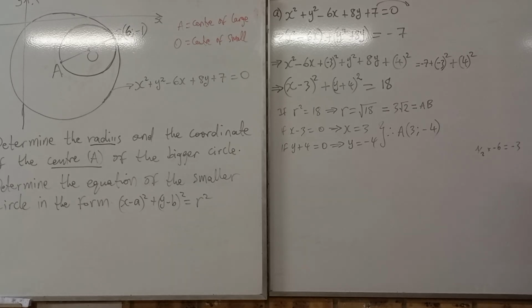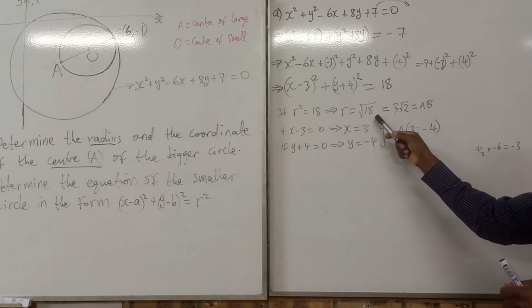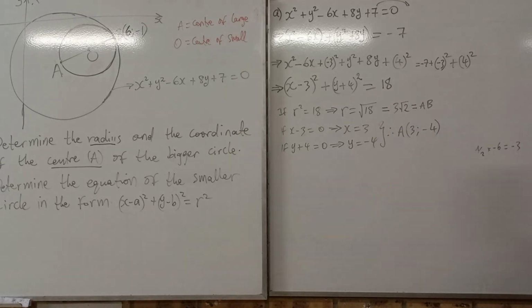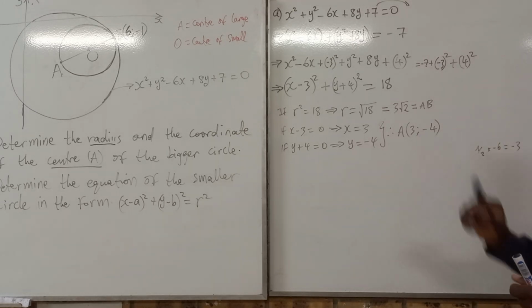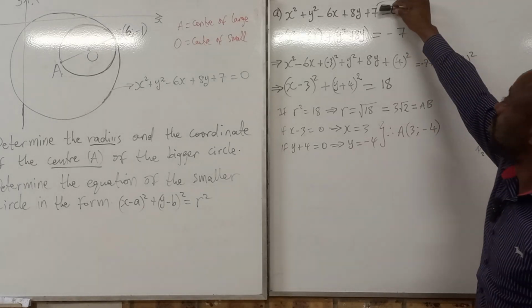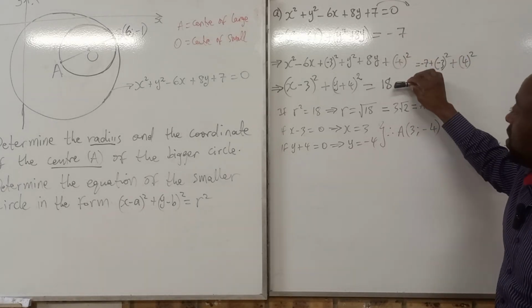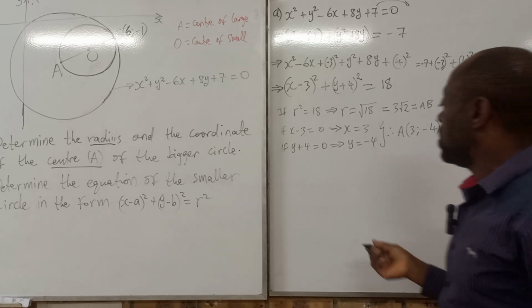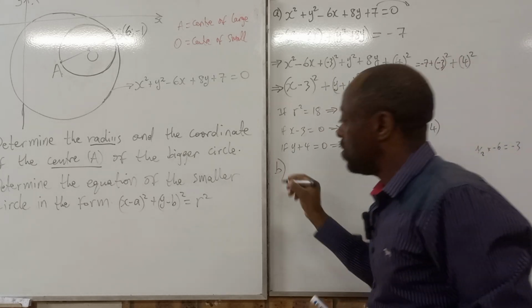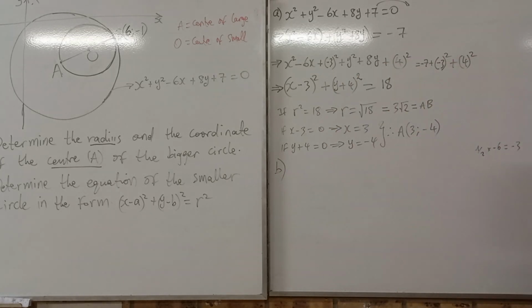So guys, for the first part of the question, we are done. We have succeeded to get the radius of the larger circle as r being root 18 or 3 root 2, and we've also succeeded to get the coordinate of the center, that's the coordinate of A, as 3 and negative 4, after we succeeded to complete the square of that general format of the equation of the circle to bring it to this other format. So, if we are all fine, we can then switch over to the B part.